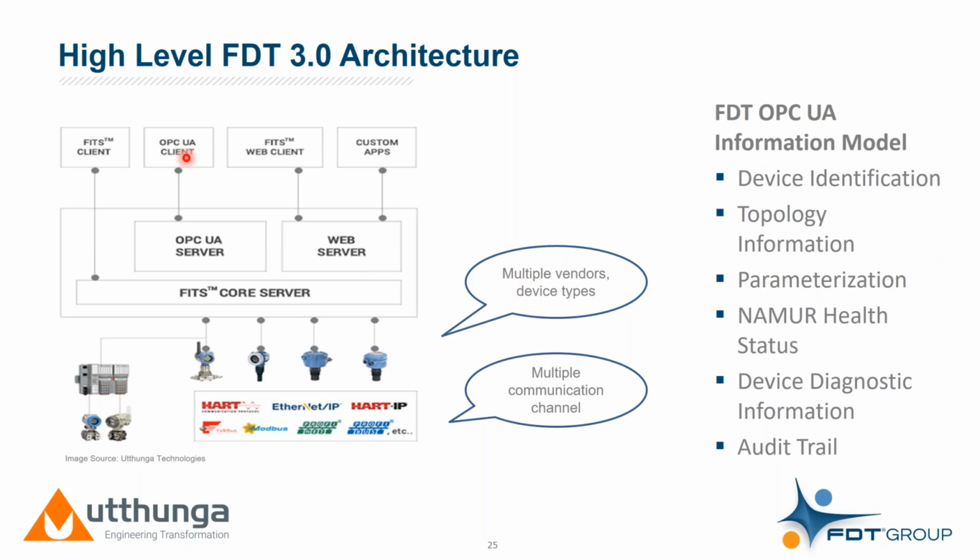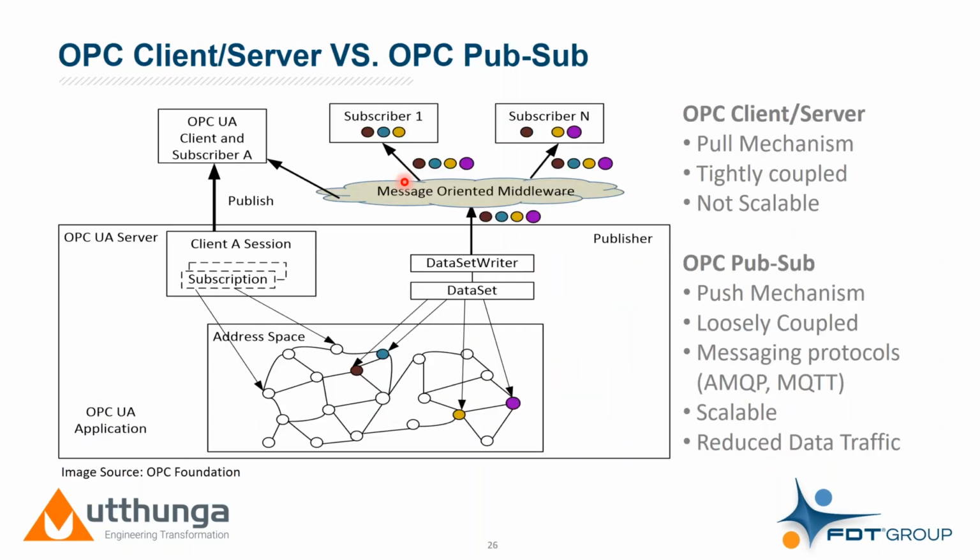So on the uplink layer, this is how the FDT 3.0 architecture is. The OPC UA client definitely makes a difference, but it is even better when you combine the OPC client-server architecture with OPC Pub/Sub. So what is OPC Pub/Sub? Two years back, in 2018, the OPC Foundation released Part 14 of the OPC UA core specification. The OPC Pub/Sub specification is in addition to the OPC client-server architecture.